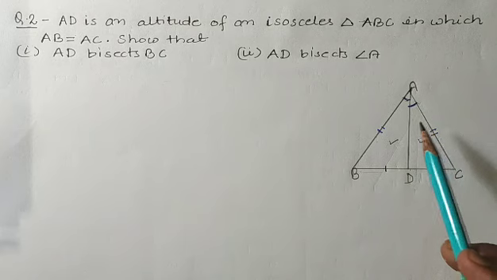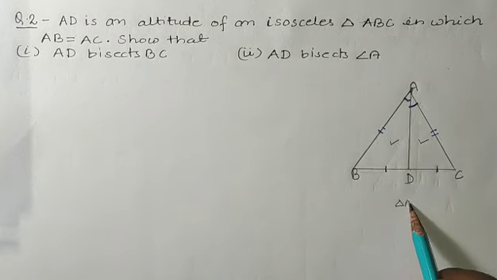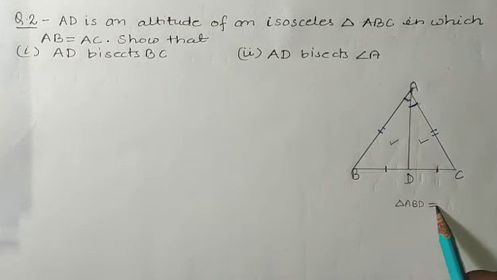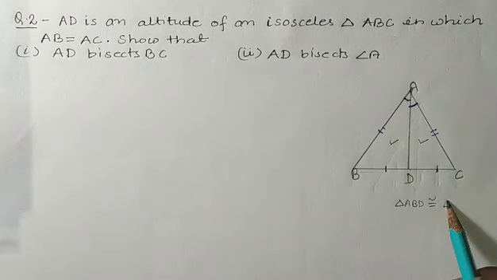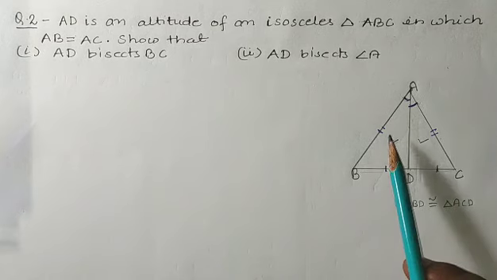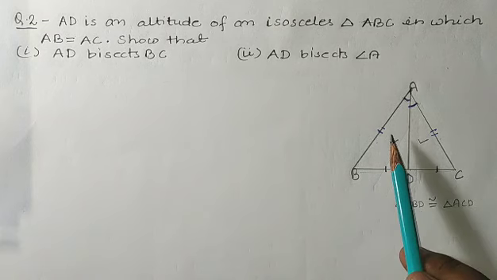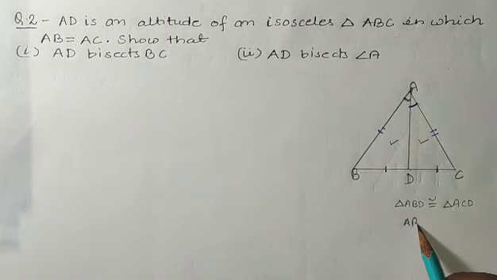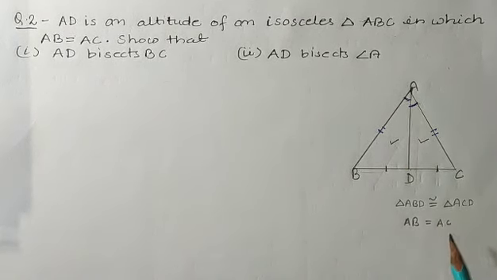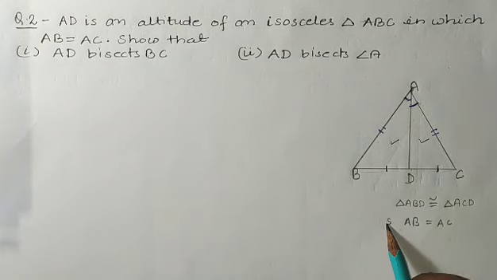Our aim is to show that triangle ABD is congruent to triangle ACD. Now by which criteria can we show it? See students, we have AB equal to AC. One side we are having.